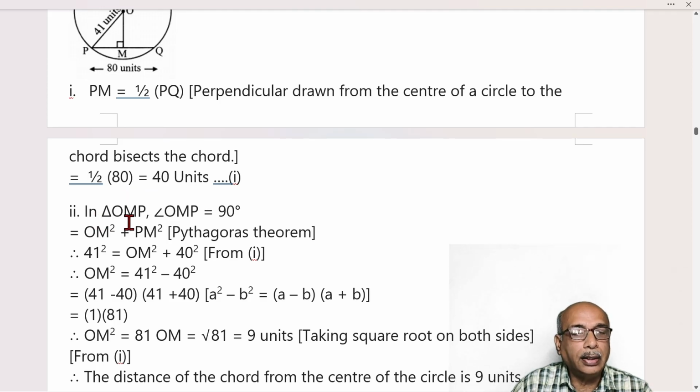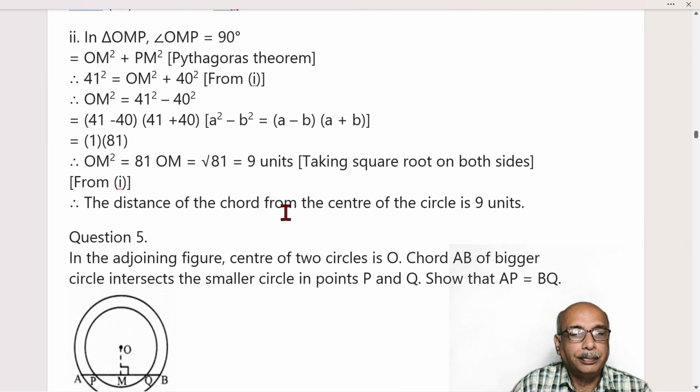In triangle OMP, angle OMP equals 90 degrees. Therefore, by the Pythagorean theorem, simplifying, you will get OM square equals 81, OM equals 9. The distance of the chord from the center of the circle is 9 units. Very simple calculations. Only two terms are given, the third term we have to find out.